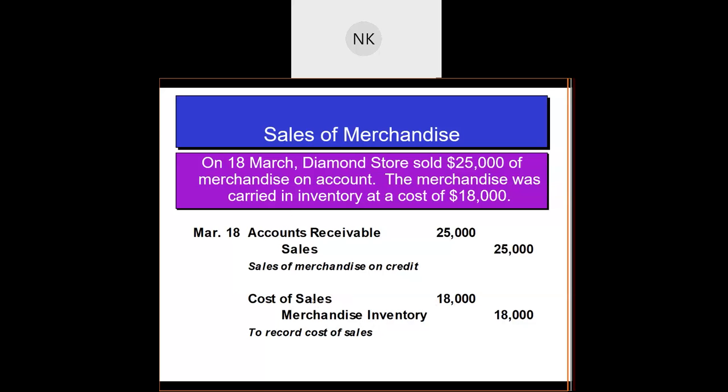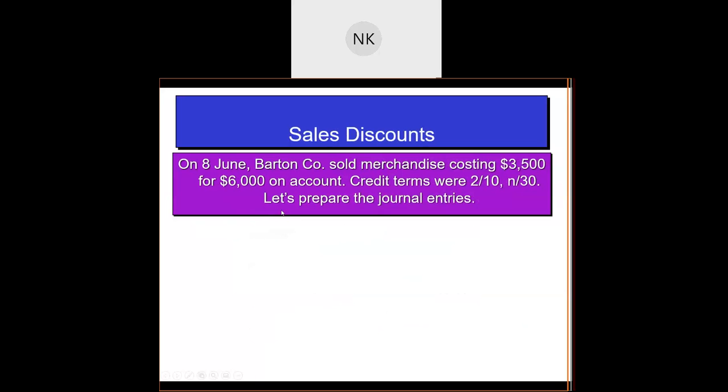All right. So we know that this must be recorded. Okay, let's look at the other one. Look at Button. Okay, Button has something extra. We sell the merchandise that is costing 3,500. That means the cost of sales is 3,500 for 6,000. That means the amount of sales to the customer is 6,000. The credit terms given are 2/10, n/30.